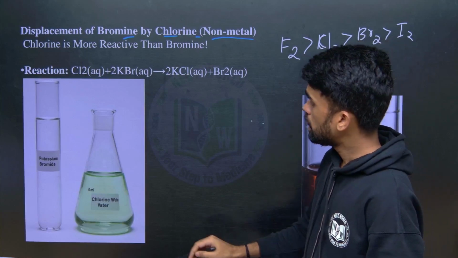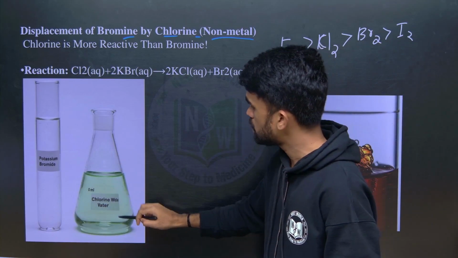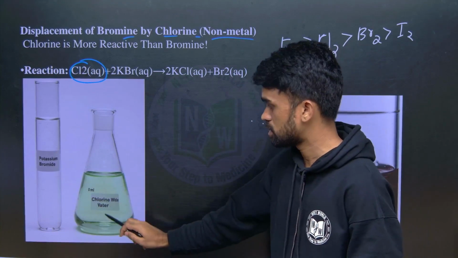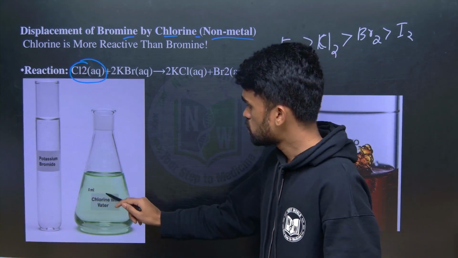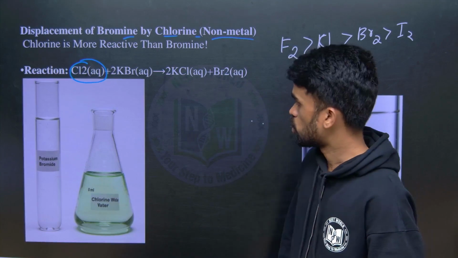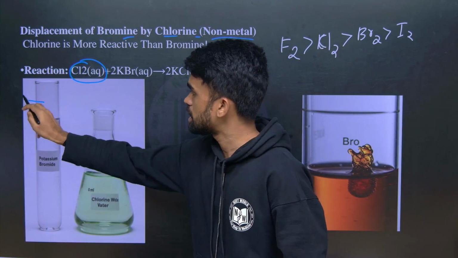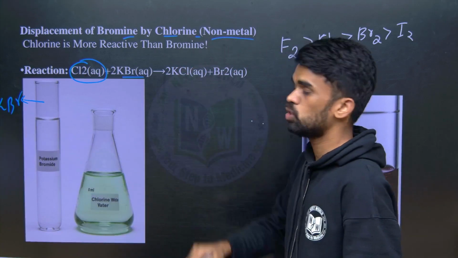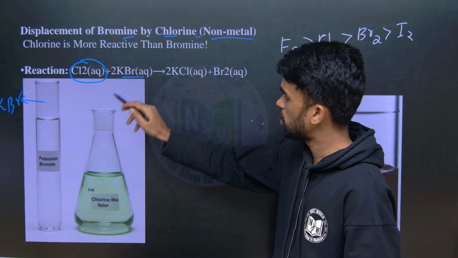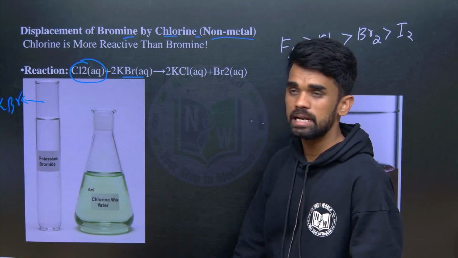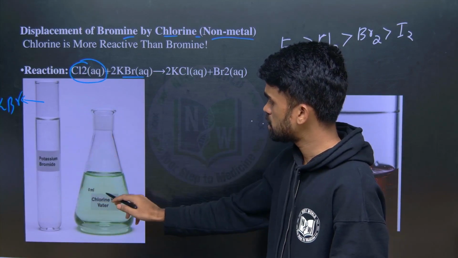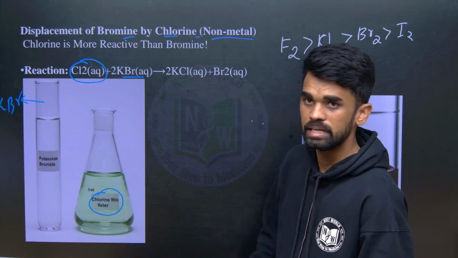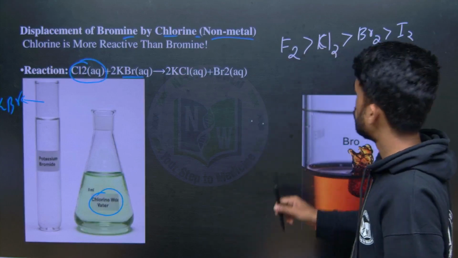Now in this conical flask, we have chlorine, Cl2 aqueous. So, a chlorine solution we can say. It has a pale green color, right? Now in this test tube I have KBr, potassium bromide solution. Potassium bromide is a colorless liquid, a colorless solution. The chlorine solution has the pale green color as we are seeing here, right?